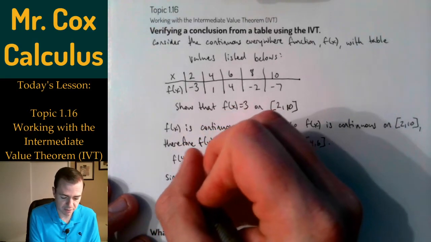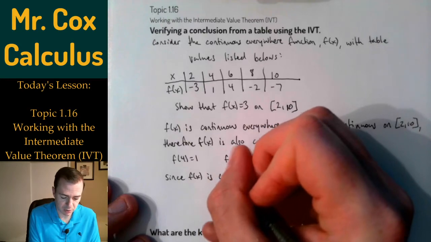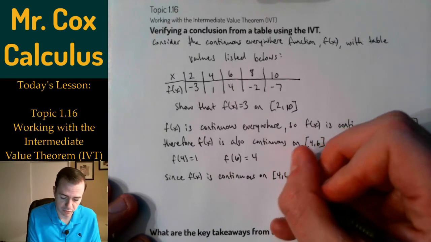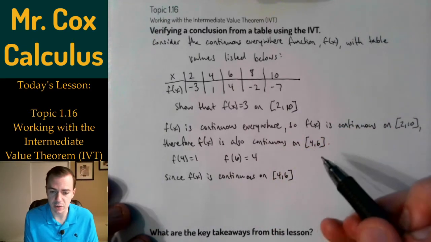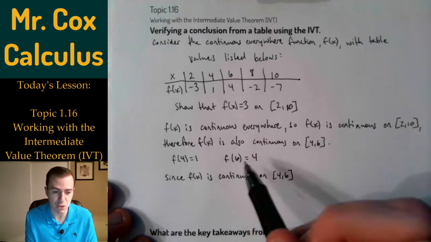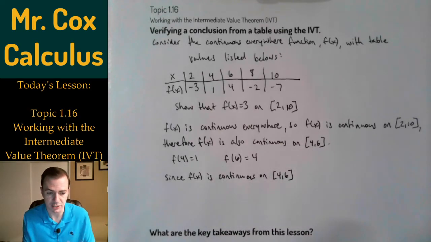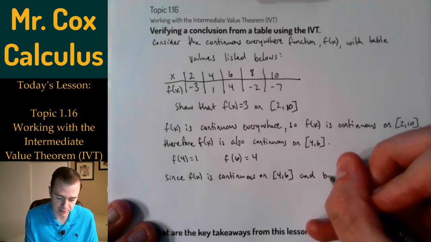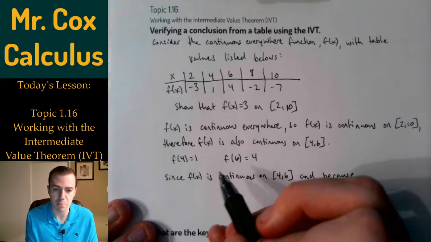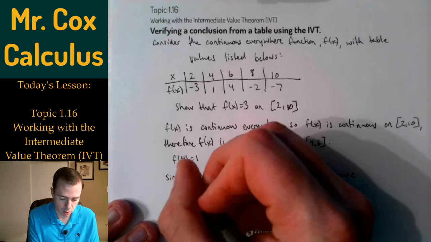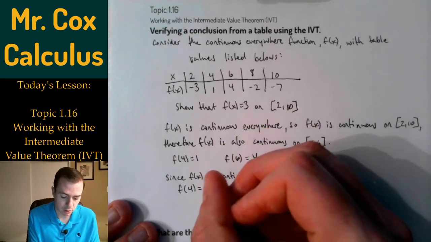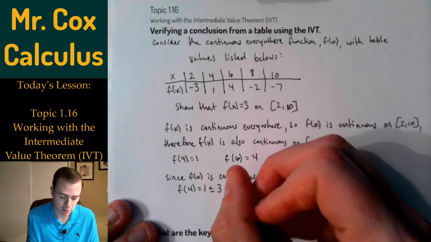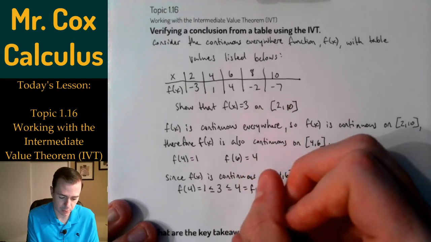So since f of x is continuous on the closed interval from 4 to 6. And so I do have to pick that 4 to 6 interval where I'm using this to kind of work and surround 3, if you will. So since it's continuous on 4 to 6, and because, and this is where I'm going to build my statement, f of 4 is equal to 1, which is less than or equal to, again, the value I'm trying to show that it goes through, 3, which is less than or equal to 4, which equals f of 6.